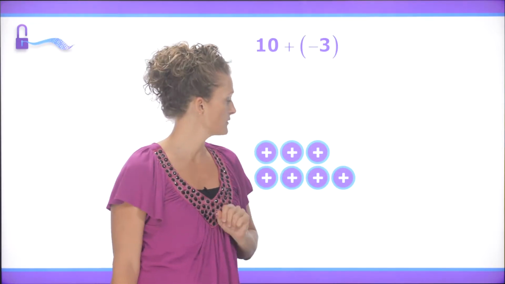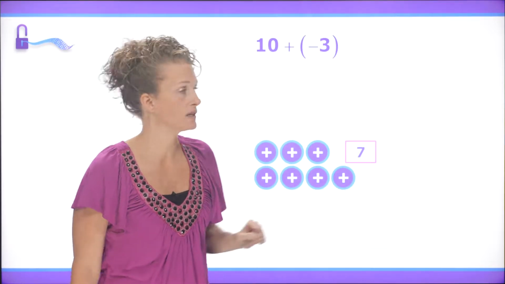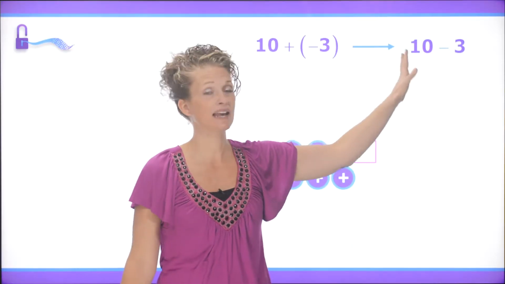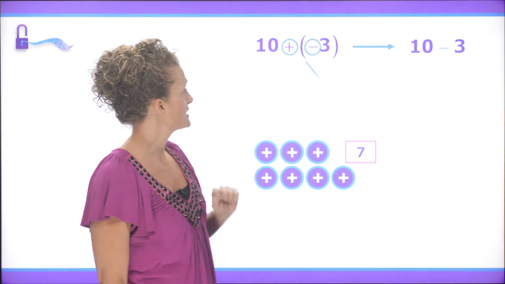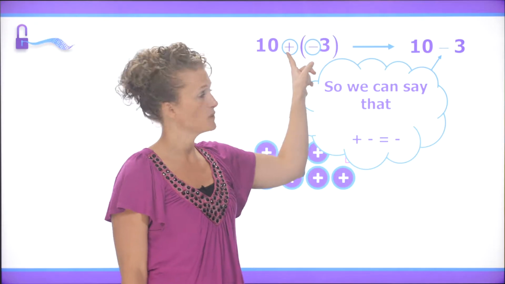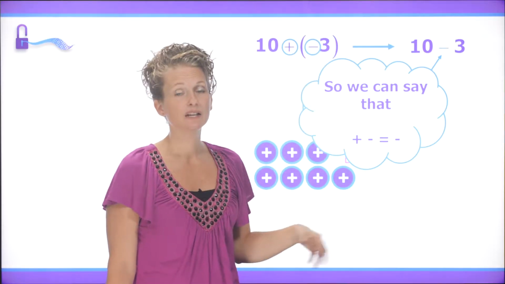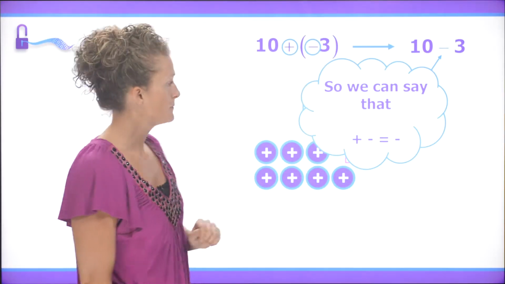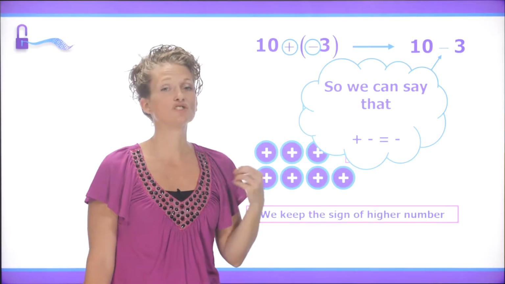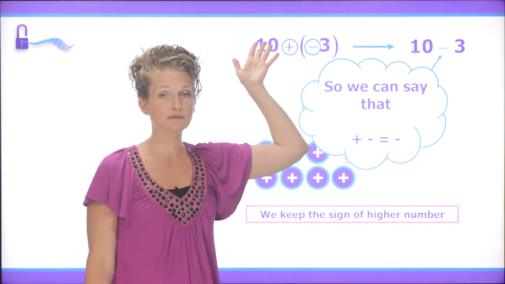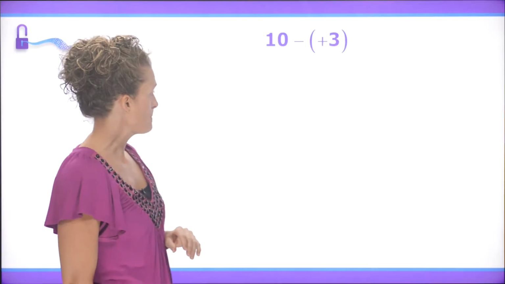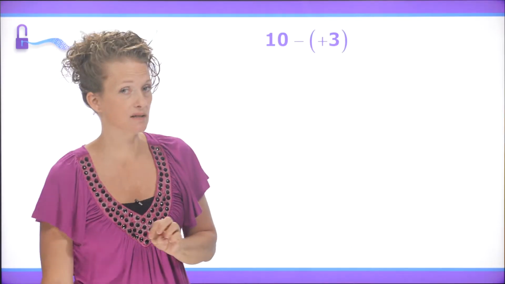So 10 plus negative 3, what do we have left? We have 7. So we can say that 10 plus negative 3 is the same thing as saying 10 minus 3. We can see that these two signs become one negative. So when we see a positive and a negative, it is equal to a negative. And again, we keep the sign of the higher number. The 10, which is greater than the 3, has a positive sign, and so our answer is also going to be positive.